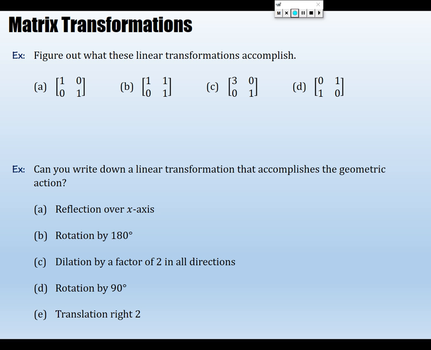All right, let's go through these here. So, what does the first matrix do? Anyone? Standard form, identity. Well, geometrically, what does it do to vectors when you multiply them? Nothing. Yeah, nothing. Right.